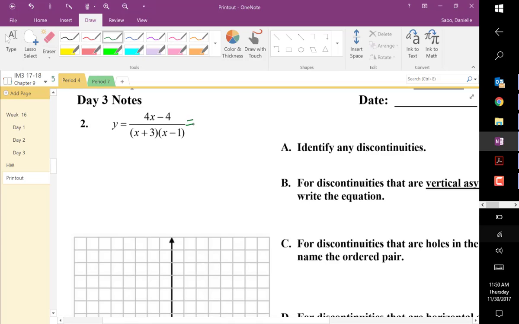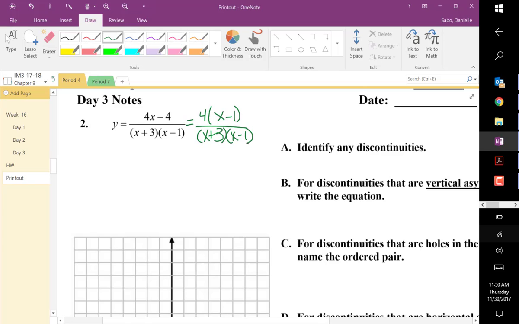You always want to factor something if you can. Can I factor anything out of the top? Yeah. What number? 4. I heard it. So I'm going to be left with x minus 1. And I'm just going to write everything else down so I don't forget. So that's always your first step. If you can factor, please do.